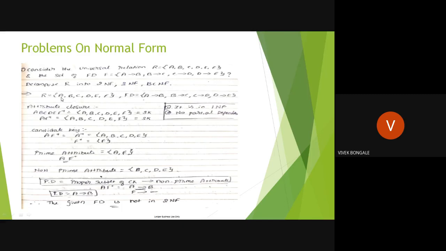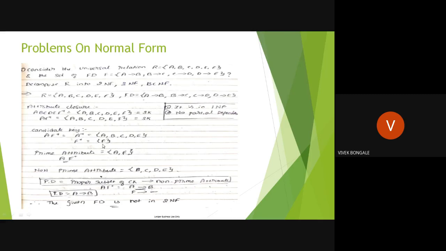I have other attributes. So this is not a super key. To make a super key, whatever the attributes we find, all the attributes should be present in the given relation. Then only we can say that that is a super key. Here F is not present. We didn't get F in the attribute closure of A plus. That's why this is not a super key, right?